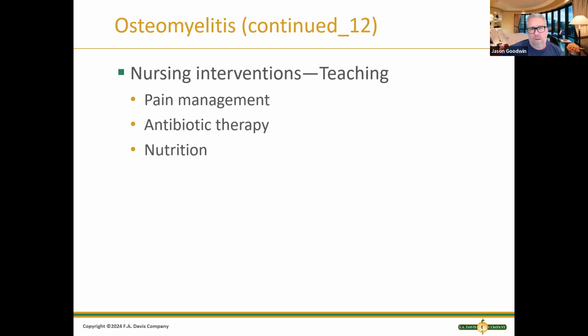When you're teaching them, it's all going to be about pain management, antibiotic adherence, and the importance of it, and then the nutrition. They need to keep those serum levels up with that antibiotic in order to really kill it. It's something that can come back if they don't do a good job with it.